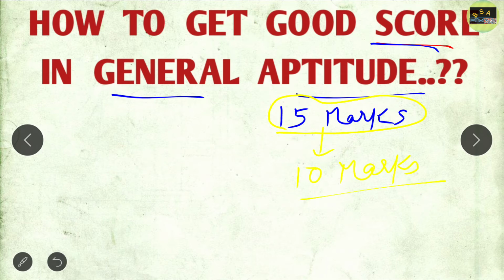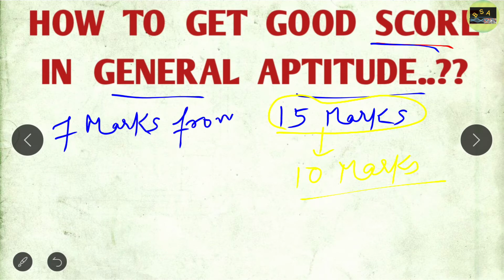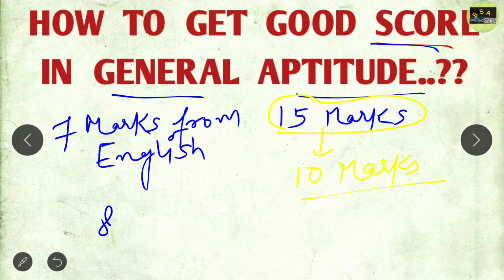First of all you should see the question format. If you look at the format of general aptitude, you will find that in the total 15 marks, there will be 7 marks of questions from English, which includes grammar and comprehension, and there will be 8 to 9 marks of questions from math and reasoning.